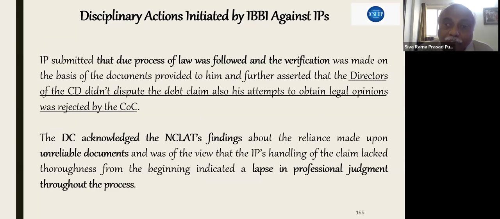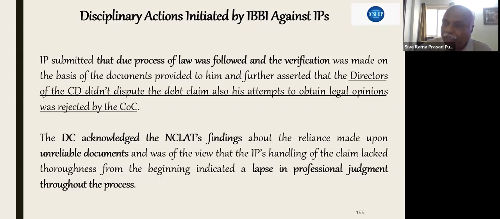The IP submitted that the due process of law was followed and the verification was made on the basis of documents provided to him. Further asserted, directors of the CD did not dispute. Why is that argument wrong? The RP's argument is wrong, said the DC, the disciplinary committee. The RP said, no sir, whatever claims I have admitted, the corporate debtor has not pointed out. The DC said that is not correct.